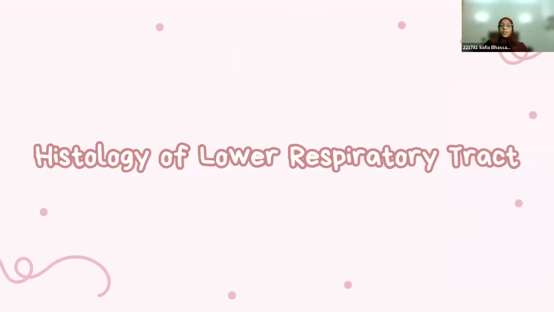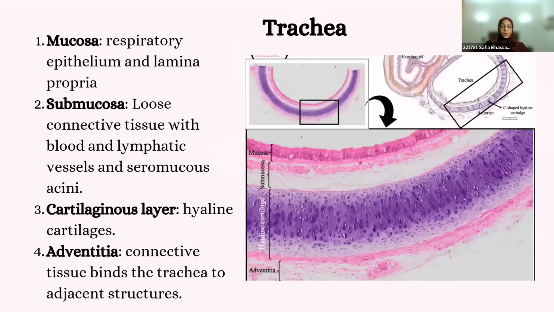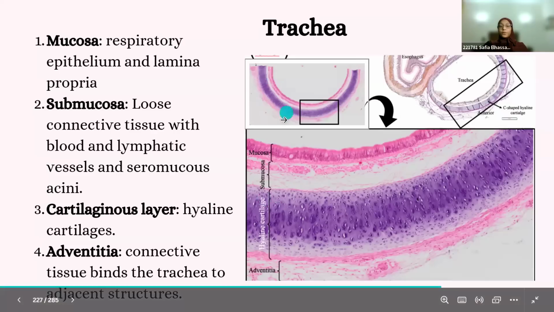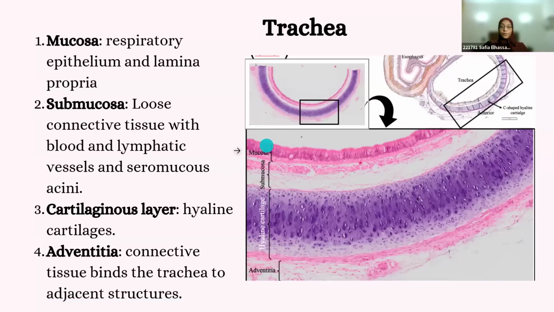All right, now let's talk about the histology of the lower respiratory tract, starting off with the trachea. So the trachea has 4 layers. It has a mucosa, a submucosa, a cartilaginous layer, and an adventitia. So let's start off with the mucosa. It is made up of respiratory epithelium. So respiratory epithelium is the pseudostratified ciliated columnar epithelium with goblet cells. So as Shahad was mentioning earlier, it's very, very important to know the full name of the respiratory epithelium.